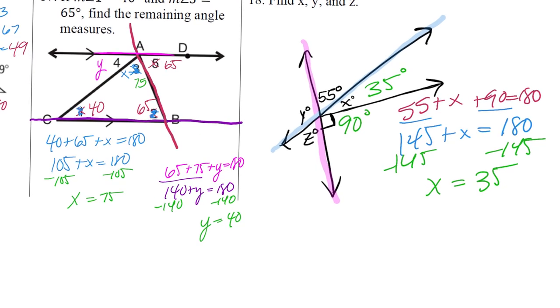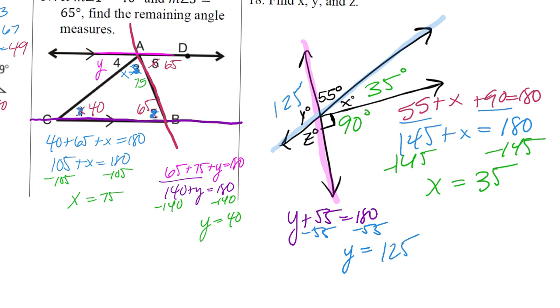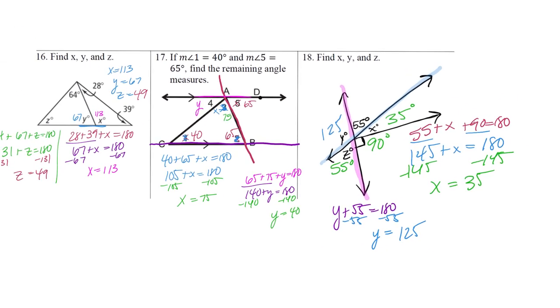So what we can do there is say Y plus 55 equals 180, and minus that 55. So Y is going to equal 125. And so if Y is 125, the purple and the blue and the pink lines create vertical angles. So Z is also going to be 55, but you can say, since that's a straight line, 180 minus 125 and get 55 as well. Hopefully that is helpful to you and you are figuring out how to do these problems.